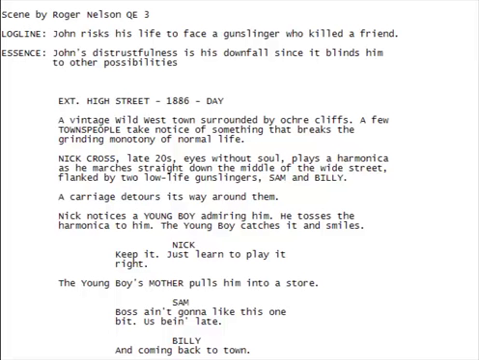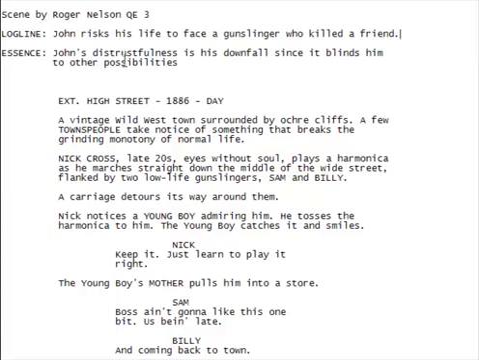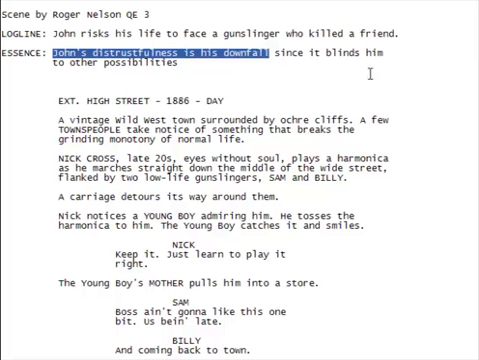So starting out, let's take a look up here. His log line: John risked his life to face a gunslinger who killed his friend. Okay. The essence: John's distrustfulness is his downfall since it blinds him to other possibilities. I don't know if all of this part is necessary to really get that, but that's fine. I'm going to talk first about character traits, and then we'll look at the interest techniques, and then we're going to talk real seriously about the essence and how it plays out in this story. So first, to talk about character techniques.